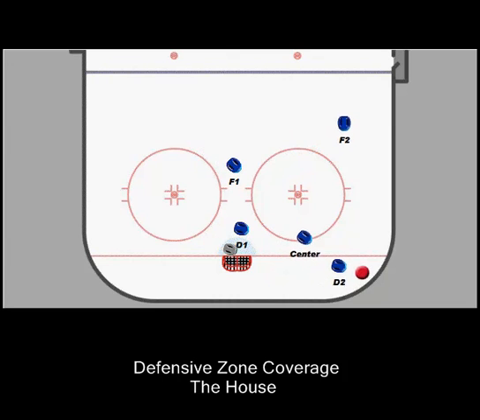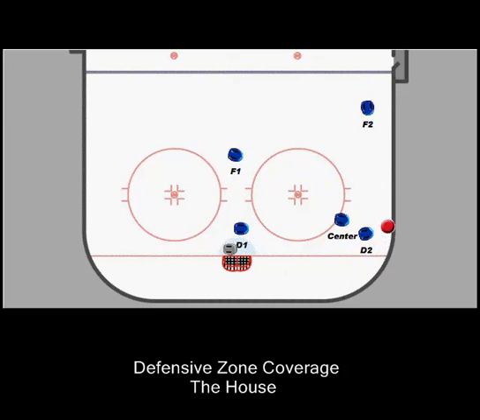If the puck is in this corner, it's the same as when we're in the opposite corner. D2 is on the puck carrier. Center is in a support position. D1's in front of the net. F1 is in the high slot. F2 is up guarding the blue line. Again, you'll probably have a defenseman here, a winger here, a winger on the wall as they try to cycle.